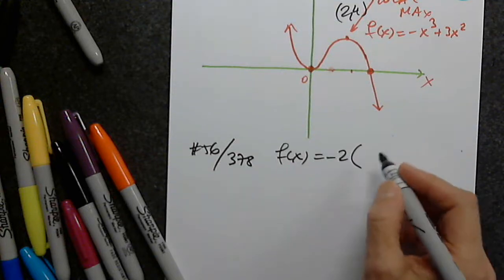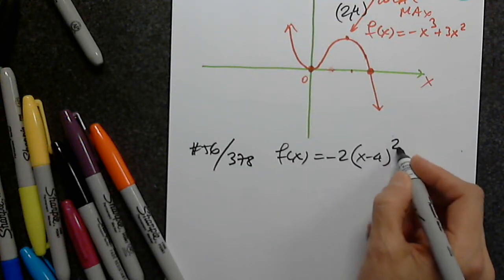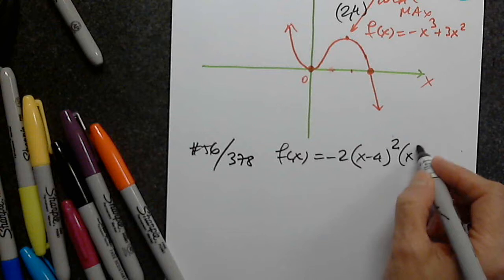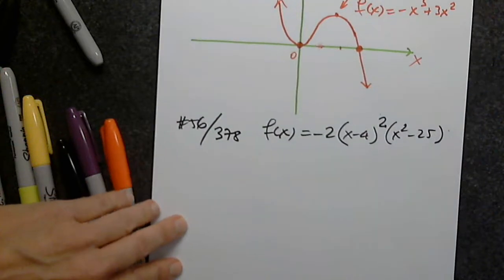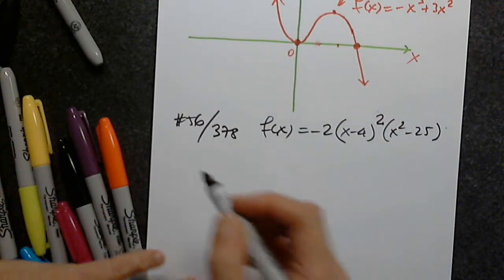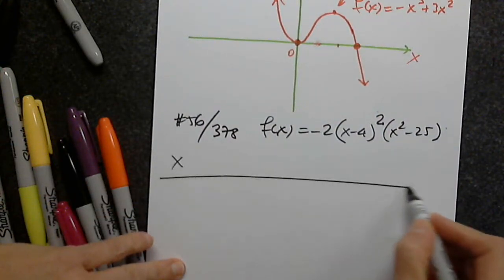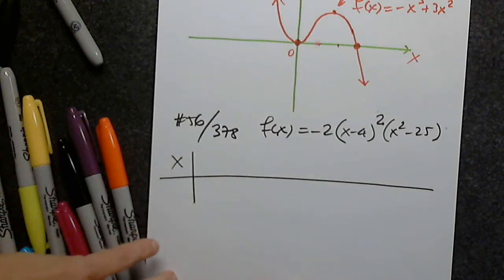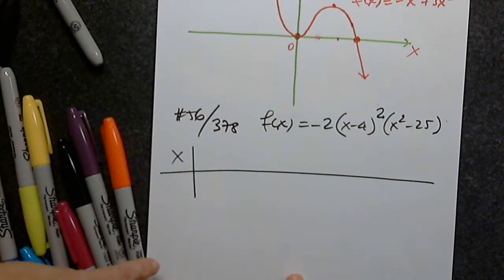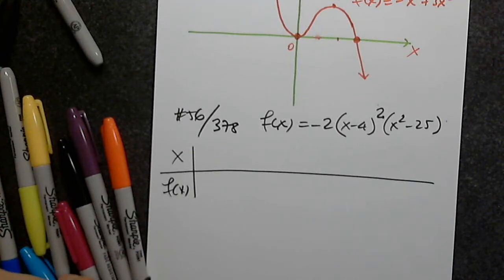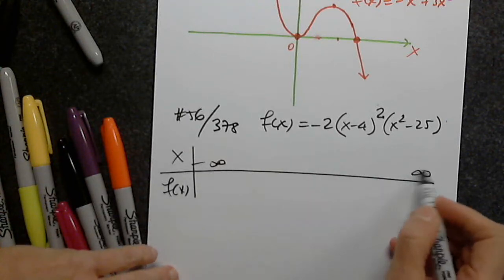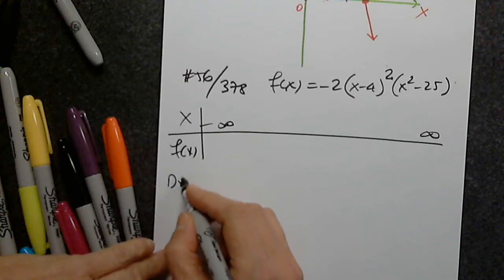Negative 2, x minus 4 squared, and x squared minus 25. Now, I would like to directly fill out the table and not have to write down every step, but it's up to you if you want to. Okay, domain, please. Very good, it's polynomial. Okay, let's write here the degree.